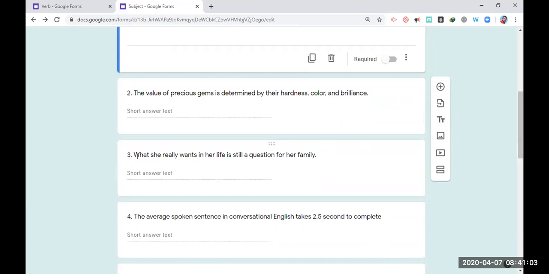Except for this one, which is in the form of a clause. So automatically the whole clause from the word "what" until "her life" is the one that comes before the verb. So here the whole clause is the subject, not just "she," because "she" is the subject of the clause. But the main subject of this sentence is "what she really wants in her life." Okay, good. Let's go back to the meeting, our slide.